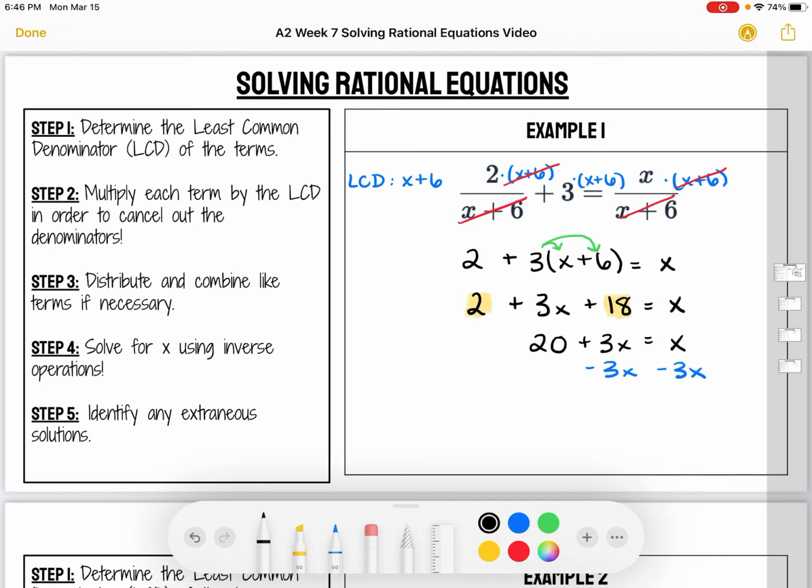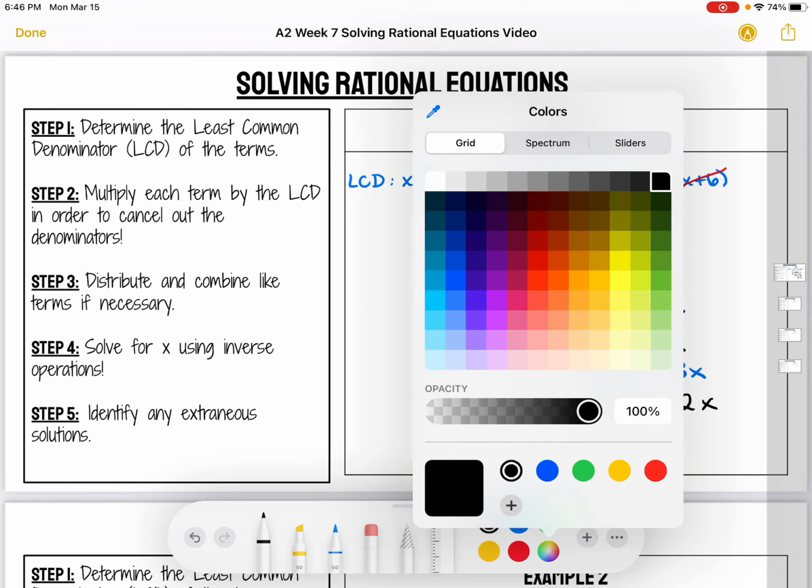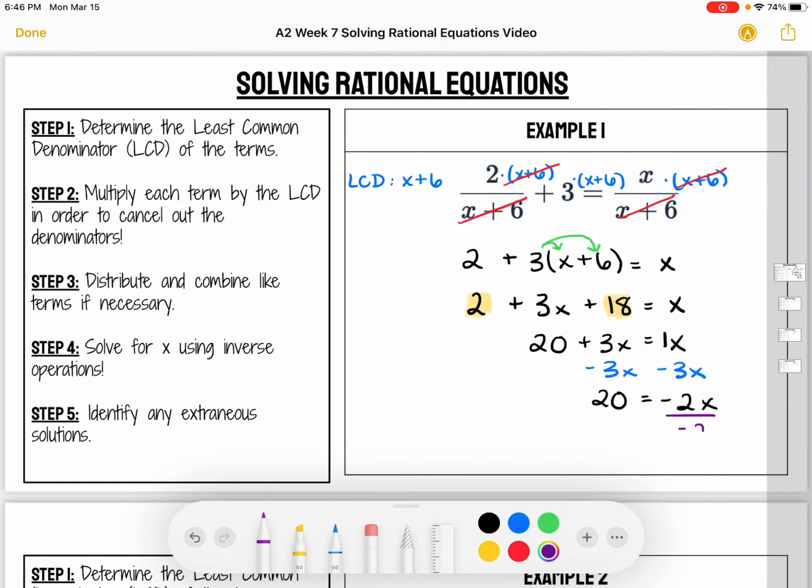So then I have 20 left on the left side, and then x minus 3x, that's 1x minus 3x, so that gives me negative 2x. And then my final step would be to divide both sides by negative 2 to solve for x. So I'm going to have 20 divided by negative 2, that's negative 10. And then I'm left with x on the right side. So that's my solution. Now, step 5 is to identify if I have any extraneous solutions.